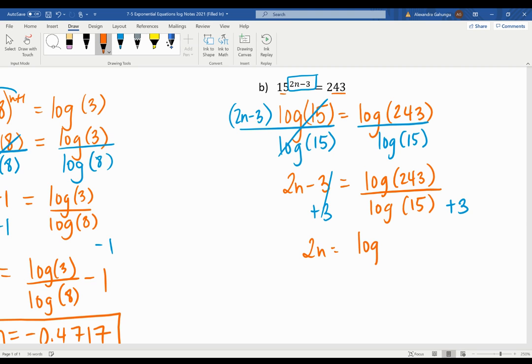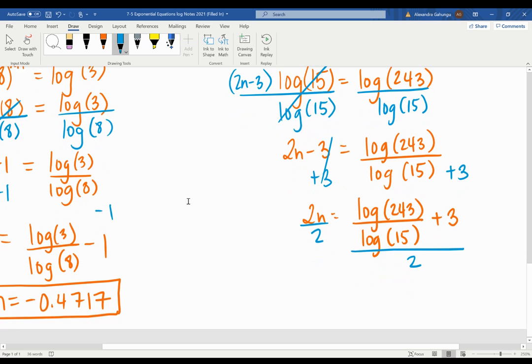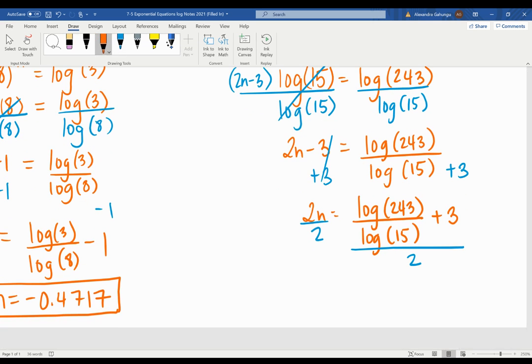And so I've got log 243 over log of 15. And that's just plus 3 here. And then I'm going to divide everything by 2. So the way I would set this up is I would just find whatever this value is and then divide it by 2. So it looks a little busy, but it's easier than dividing each of these by 2.